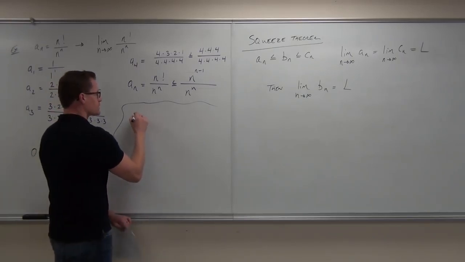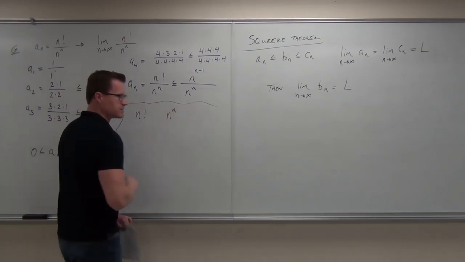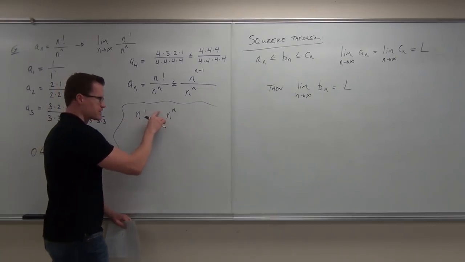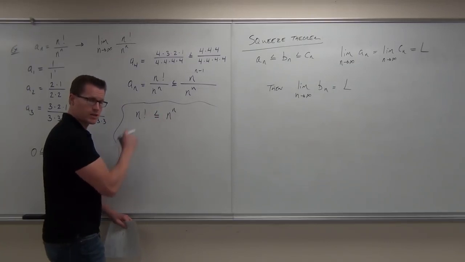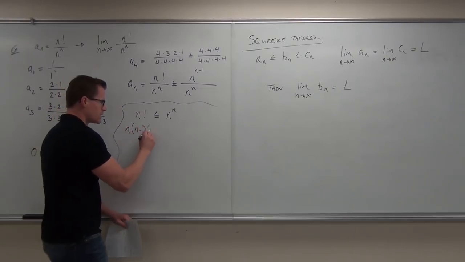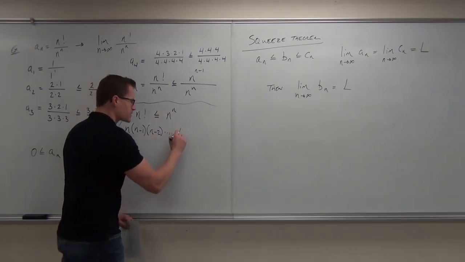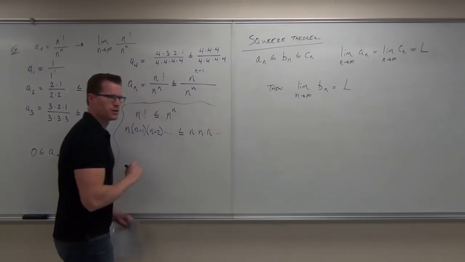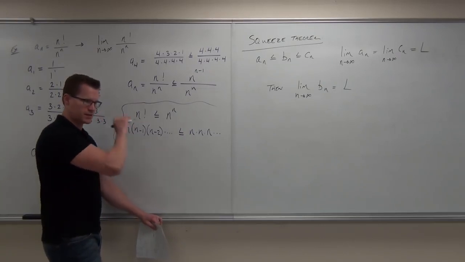Let's think about what n factorial means. Let's think about what n to the n means. Would you agree that this is always less than or equal to this one? Always. Because this is n times n minus 1 times n minus 2 times forever. Does that make sense? But this one is n times n times n forever. Does that make sense to you? Are you sure? Now listen carefully if you didn't get this the first time.